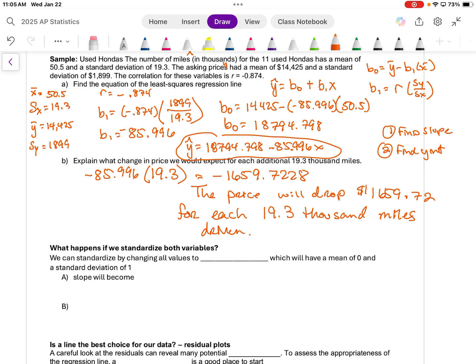Again, sometimes we're just asked to interpret the slope. Here we're asking, using the slope, instead of every 1,000 units, every 19,000 units. Now, not sure why they put 19,300 miles. I think there's some statistics out there that most people on average drive somewhere close to 20,000 miles a year, roughly, on a car.